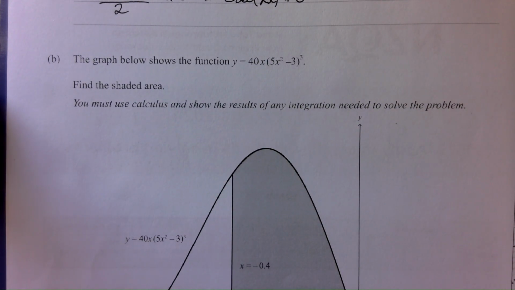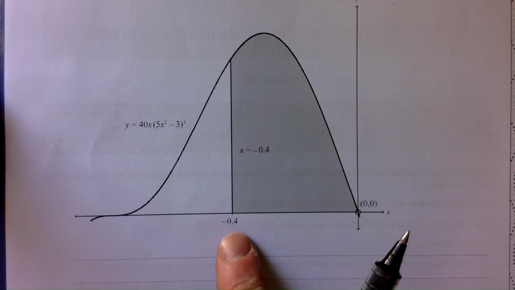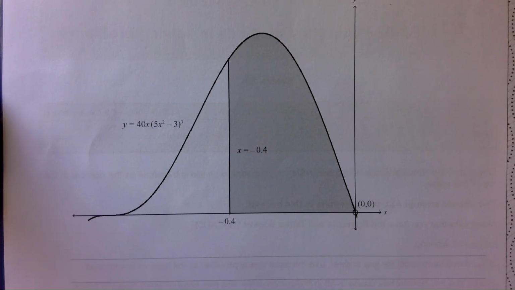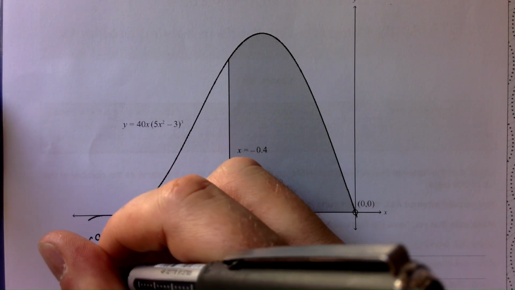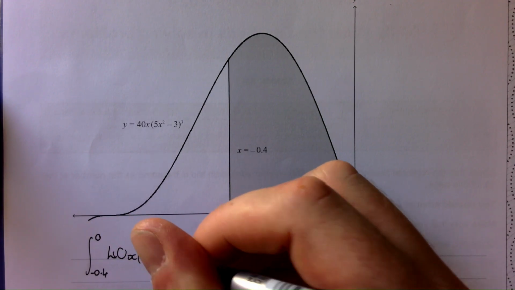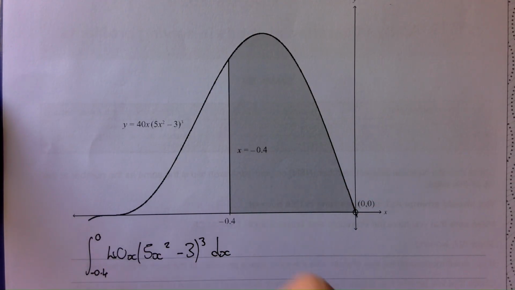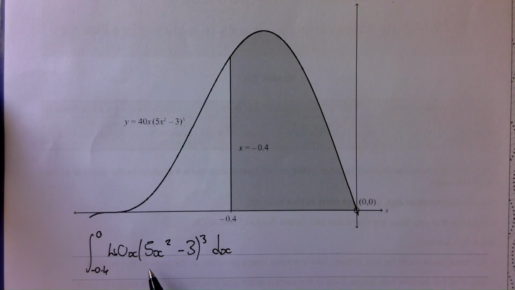Now, in the graph, we are given our limits for our integration. So this will be a definite integral between 0.4 and 0. And so we'll jump straight into that. As we're doing the inverse chain rule, we have to divide our entire resultant expression by the differentiated form of what's inside the brackets. Because we've got a 5x squared term in here, that thing we're going to divide by is 10x.